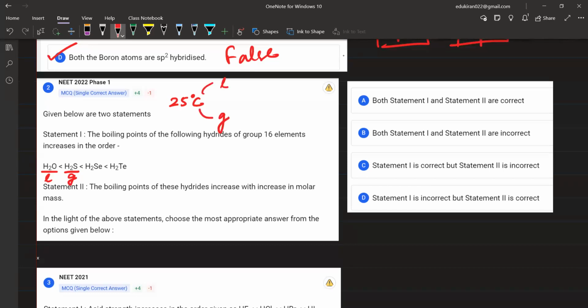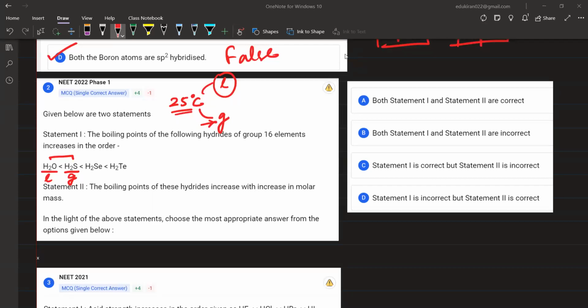Tell me which will have more boiling point, the liquid one or the gas one? If something is a gas at 25 degrees Celsius, then the boiling point of this gas will be below 25 degrees Celsius. So obviously, the liquid one will have the higher boiling point, right? And according to the statement they have given, what are they saying? The boiling point of the liquid is lower, and of the gas is higher. Can all of you see that?